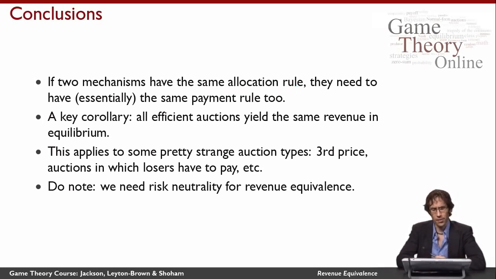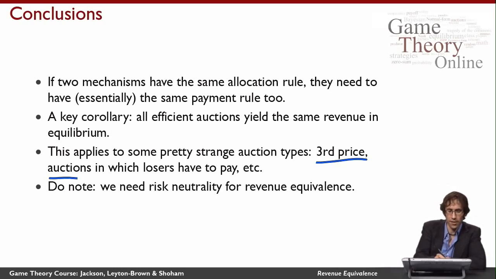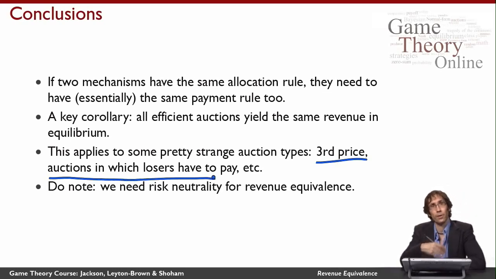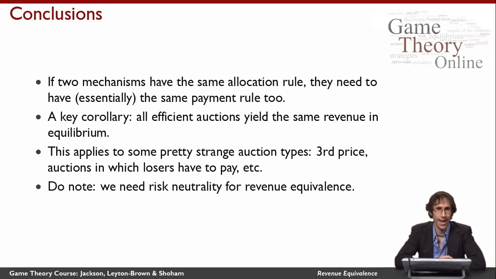And indeed, this applies not just to the auctions we've seen before, but to some pretty weird auctions. So you can think about not a first or a second price auction, but a third price auction, and that actually turns out to be revenue equivalent. You can think about various auction designs in which not only the winners have to pay, but losers pay too. We didn't make any assumptions about these kinds of things in the proof, and so it turns out they're also revenue equivalent. One last caveat, risk neutrality did turn out to be important.